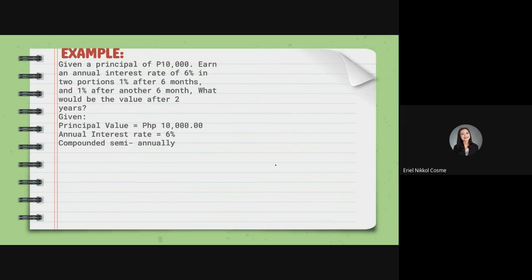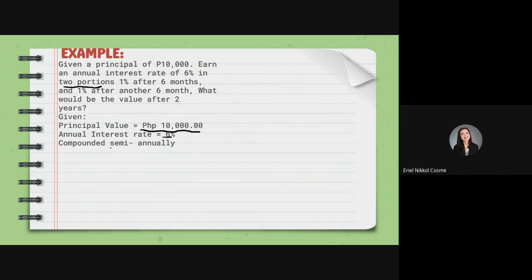Given a principal of 10,000 pesos, earn an annual interest rate of 6% in two portions: 1% after 6 months and 1% after another 6 months. What would be the value after 2 years? So let us have first the given values in this problem. You have your 10,000, which is your principal value, and your annual interest rate, which is 6%. And your conversion period is semi-annually. Why is this semi-annually? Because you have two portions in a year.